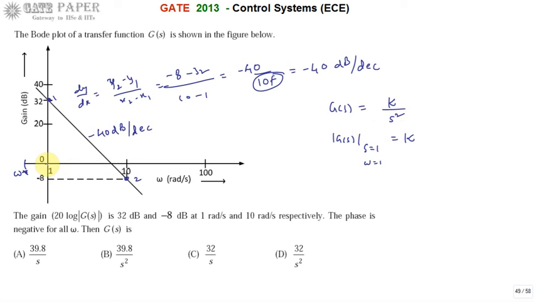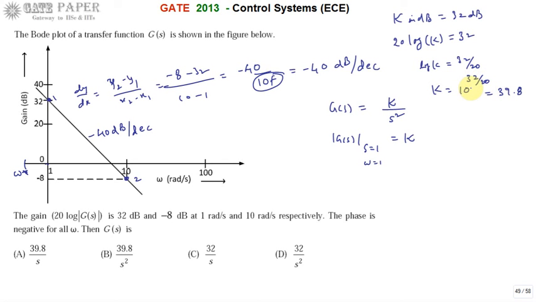At omega equal to 1 the value is 32 decibels. But what we got is K in decibels, and what we require is the linear value of K. So we must convert it into a normal value. K in decibels is 20 log K equal to 32, so log K is 32 by 20. K is 10 power 32 divided by 20, which is equal to 39.8. So the K value is 39.8.